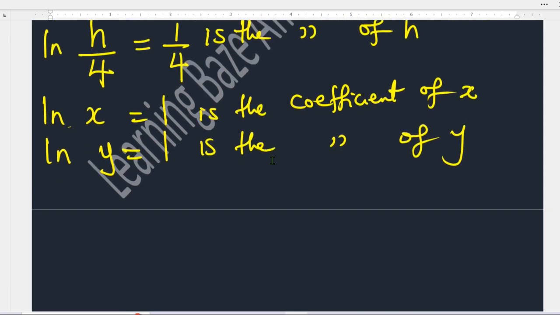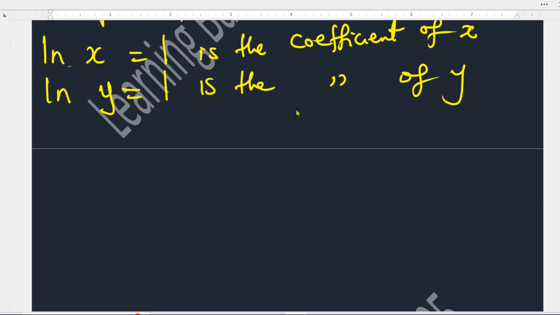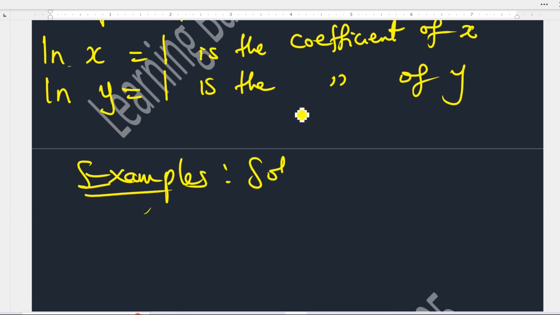Now let's move on to solving equations. Let's move into some examples of solving equations. Let's solve the following.